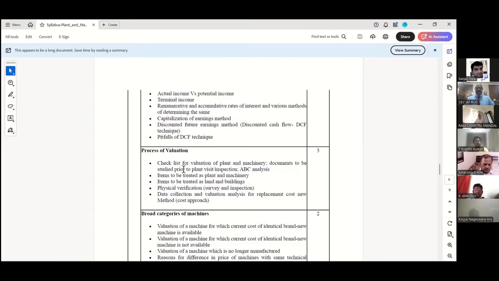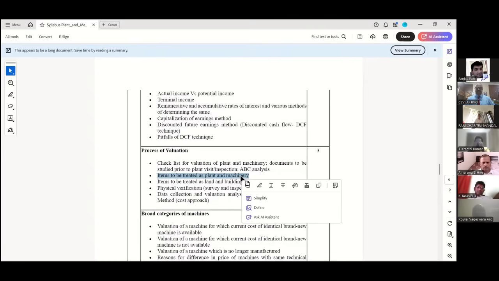Then, items treated as plant and machinery, which we have discussed in the first chapter. Is fencing around the industrial plant considered plant and machinery or land and building? Land and building. Fencing around the machine for protection purposes is plant and machinery.